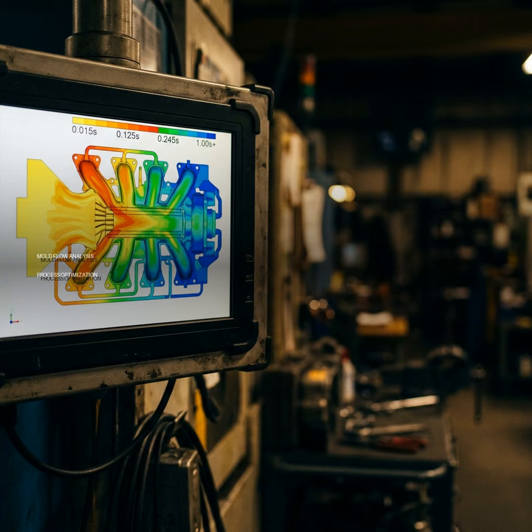So it really complements DFM, then. You're designing for manufacturability, and then you're simulating that design to catch the subtle flow issues DFM alone might miss. Exactly. DFM evaluates the overall manufacturability and cost, while MFA dives deep into the actual plastic behavior. They work hand in hand to ensure the product design is both feasible and optimized for efficient, high-quality production. We use it a lot in automotive, aerospace, medical, you name it, any industry with complex plastic parts.